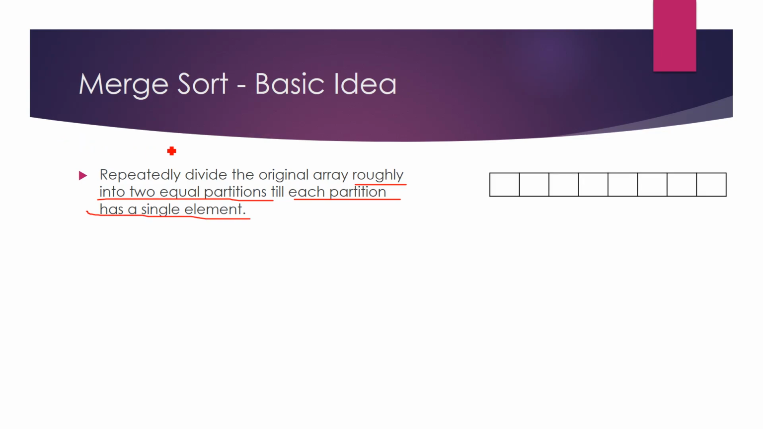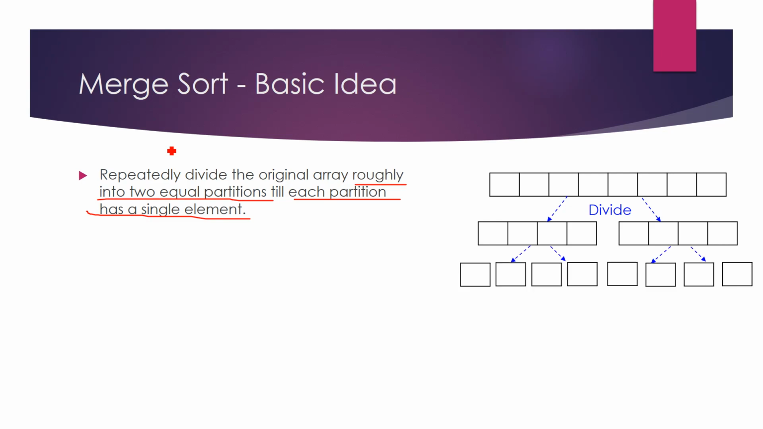Let's say we have this array. We will first divide it into two parts, in this case 4 and 4, since we had 8 elements. Then we will divide it into 2 and 2, and finally we will have 1, 1, 1, 1. So each partition has one element, and in total we have 8 partitions in this case.